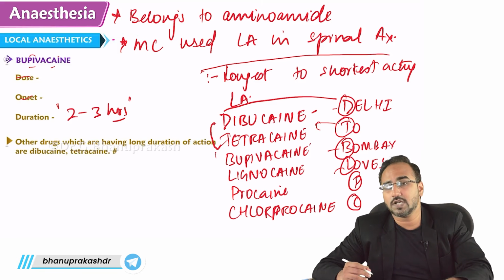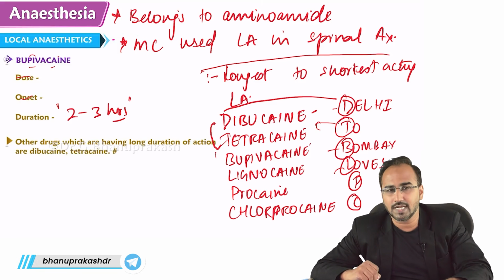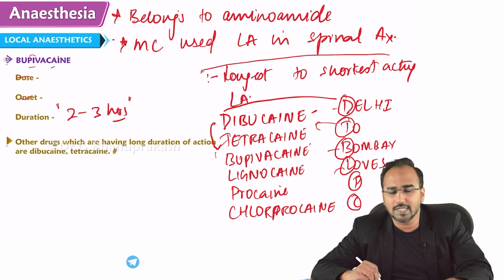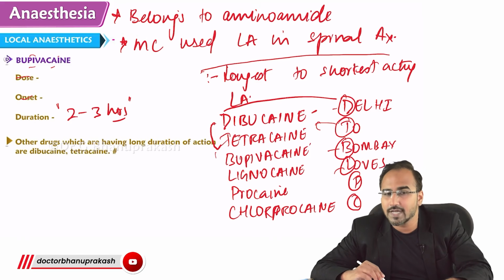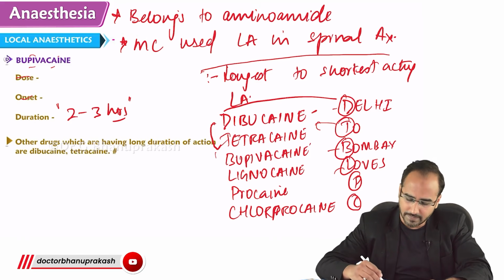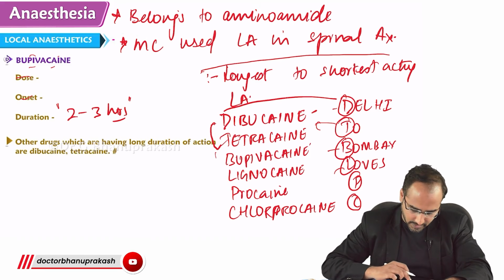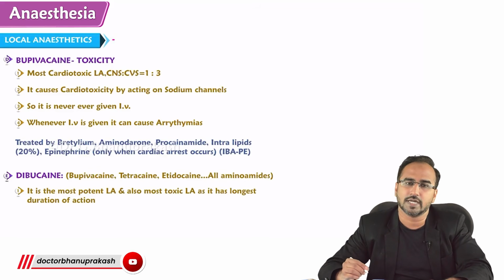So, which is the longest? Dibucaine. Second, Tetracaine. When they are the longest, why are they not used commonly? Because these are the longest as well as the most toxic local anesthetics.